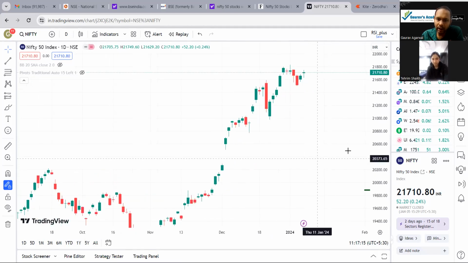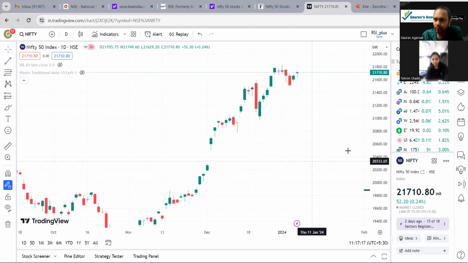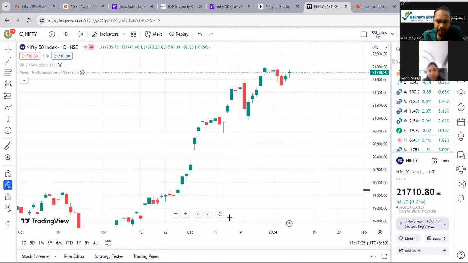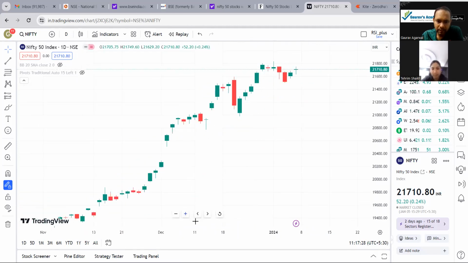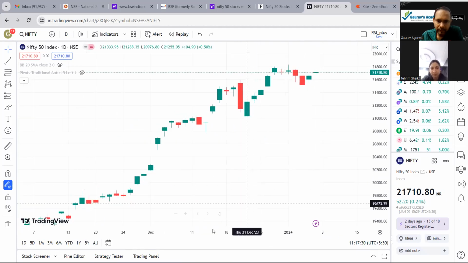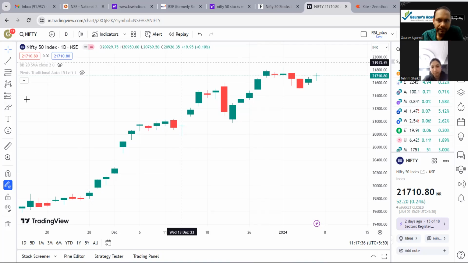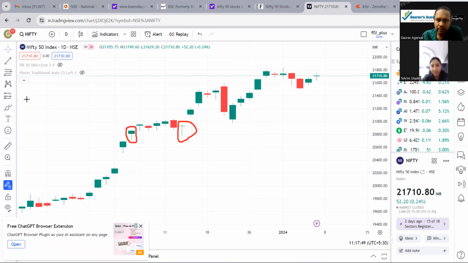So can you try to identify a hammer here? I've shown you the pictorial view of the hammer. Can you try to identify a hammer here? I will just zoom it. Can you see a hammer here? Yes. Hammer here, right? This is also a hammer, right?